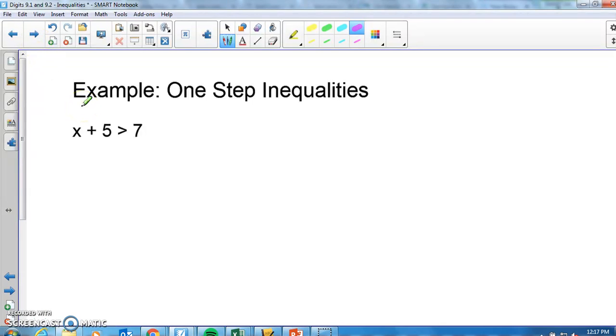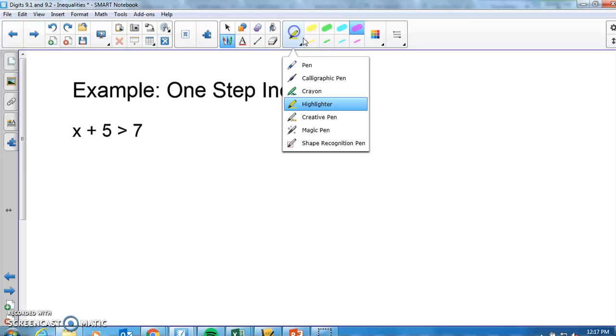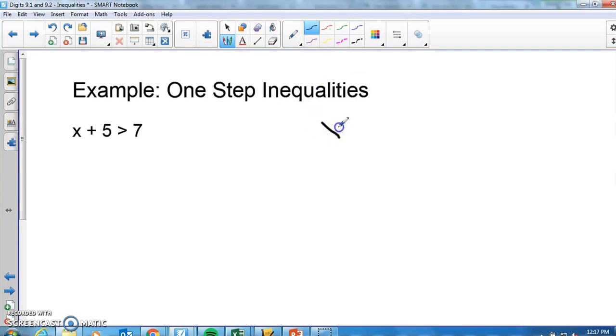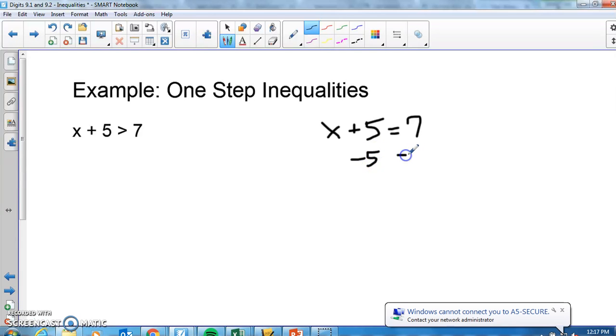All right, let's do this first example here. This is a one-step inequality. Now, if I gave you this problem and I wrote it as x plus 5 equals 7, we know that we would subtract 5 from both sides. We get rid of that plus 5, so I subtract 5 here, and I would subtract 5 there by doing the same thing on both sides. And we would know that cancels out, so that leaves x equals 2.